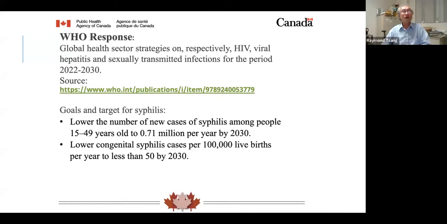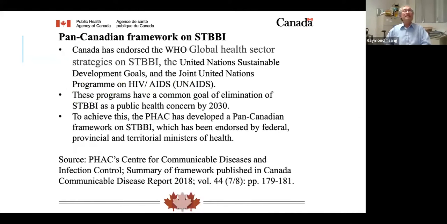Another goal is to lower congenital syphilis cases to less than 50 per 100,000 live births per year by 2030. Canada endorsed the WHO Global Health Sector Strategy on STBBI, the United Nations Sustainable Development Goals, and the Joint United Nations Program on HIV and AIDS. These programs have a common goal of elimination of STBBI as a public health concern by 2030.